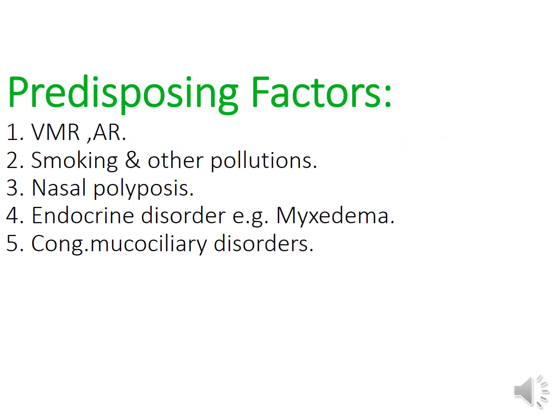Chronic sinusitis. The predisposing factors for chronic sinusitis: first, prolonged edema of the lining mucosa and narrowing of the ostium of the sinuses in case of vasomotor rhinitis or allergic rhinitis. Smoking and other pollution can irritate the mucosa and cause edema, and nasal polyposis also obstructs aeration. Endocrine disorders cause edema of the lining mucosa, and congenital mucociliary disorders cause stagnation of fluid because of immotile cilia syndrome.